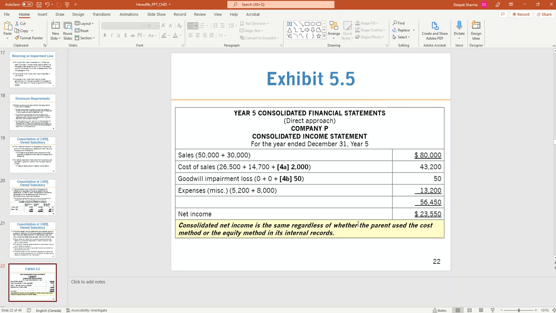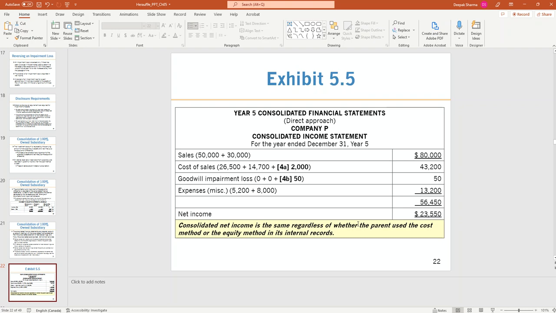So we are given the parent's and subsidiary's financial statements, Company P and Company S, and then we are preparing the consolidated financial statement using that information. When we're doing a consolidation of the income statement, we take the numbers from the parent, add the numbers from the subsidiary, and if there's anything we're doing at the consolidation level, such as the acquisition differential that needs to be written down for amortization or any impairment, we will add or subtract those numbers as well.